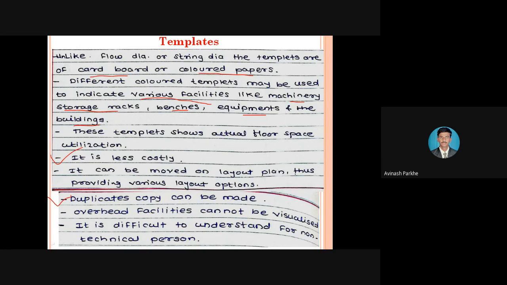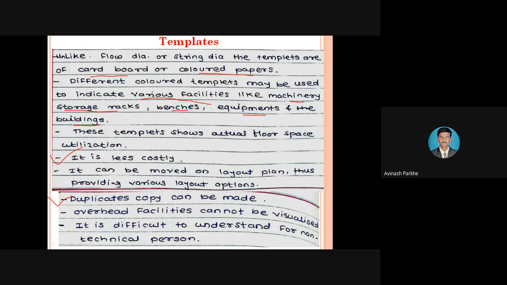It is difficult to understand for a non-technical person. It is very important. As we are saying, this color will be applicable for this particular location, this color for this particular machine, this color for such types of layout, this color indicates we have to do this particular operation, and this color indicates that we have to go in this particular direction.